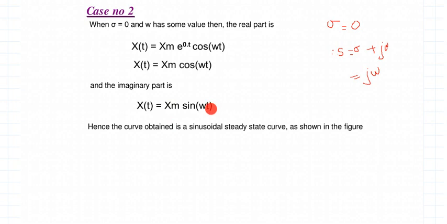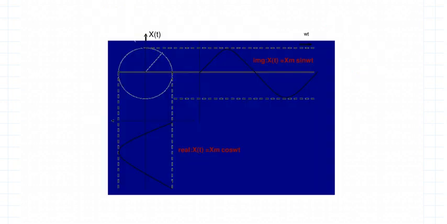Okay, so now we have the real part, which is xm cos of omega t, and an imaginary part, which is xm sine of omega t. So with sigma equal to 0, we have a real part which is a function of cos and an imaginary part which is a function of sine. So how do I plot this particular signal? This plot is shown here. So this is your signal x(t).